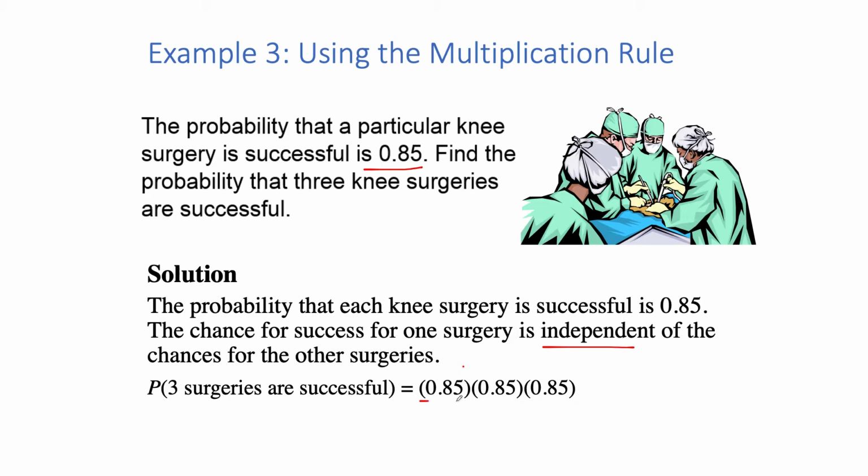So the probability that the first one is successful is 0.85. The probability that the second one is successful is also 0.85. And the probability that the third surgery is successful is 0.85.